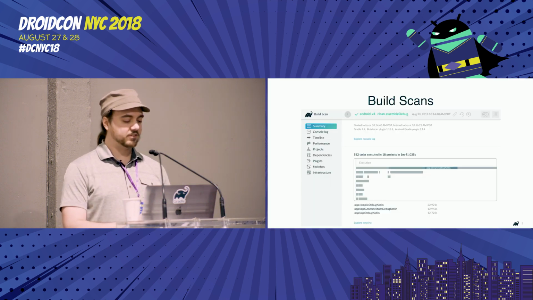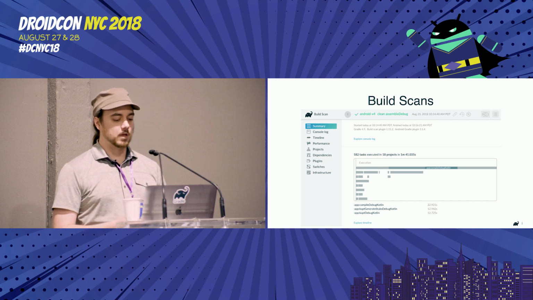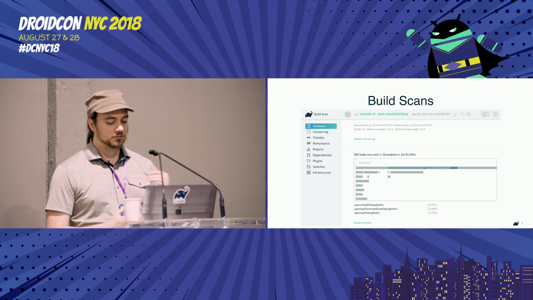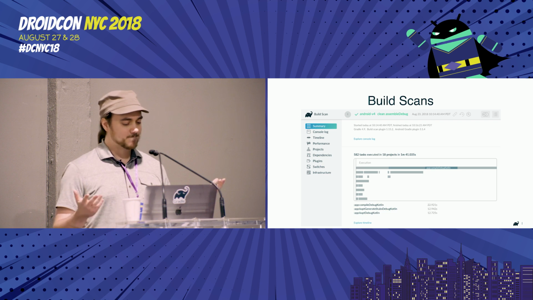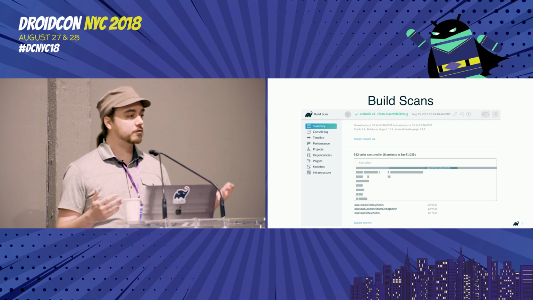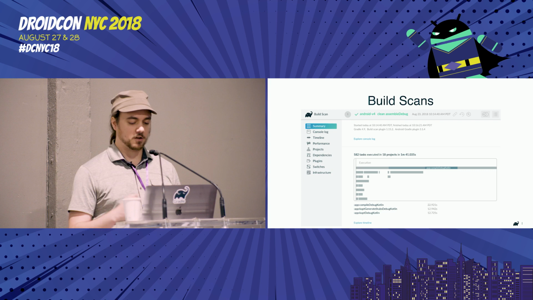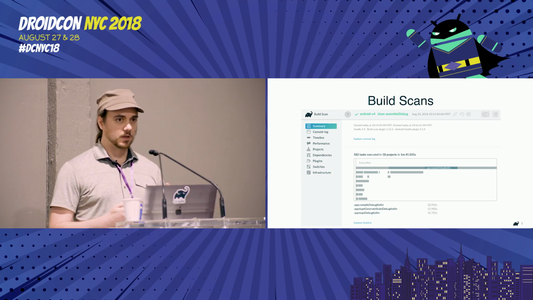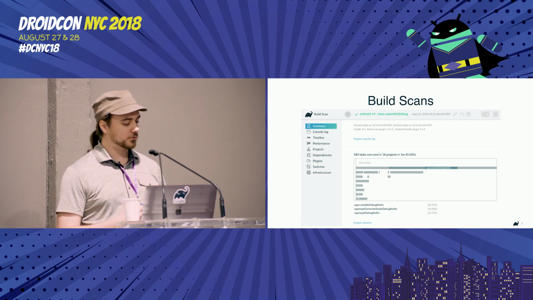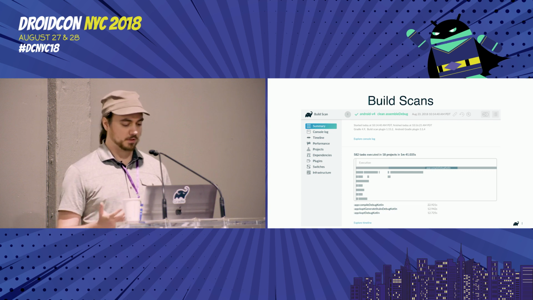Build scans are a persistent record of what has happened in a build, and they're shareable. You can easily paste a link to a colleague and say, hey, this was an incremental build and it took forever, or this build failed and I don't know why. Could you take a look? It's a great debugging and collaboration tool and also has a big focus on performance.